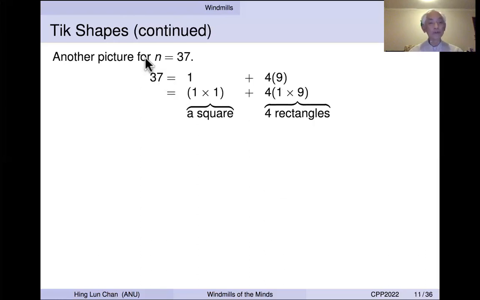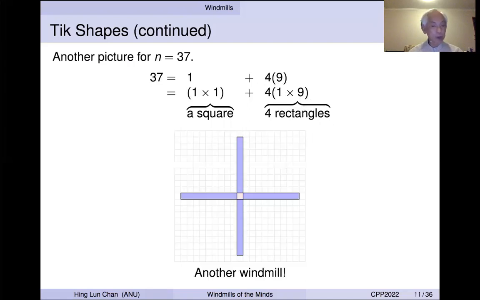There is another picture for the same tick number, because when we write it as 1 plus 4 times 9, the 9 can be factorized as 1 times 9. Also four rectangles, but now in this form, right? Also a windmill, and by 1 times 9, I mean horizontal 1 and vertical 9.